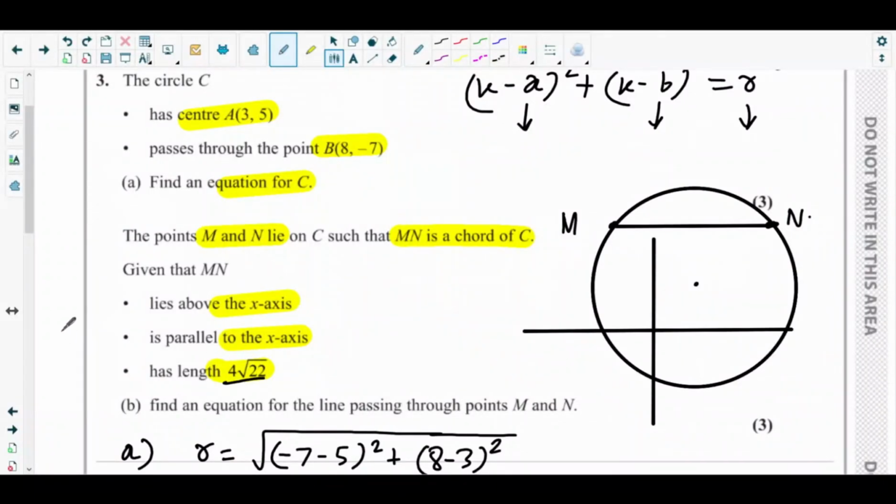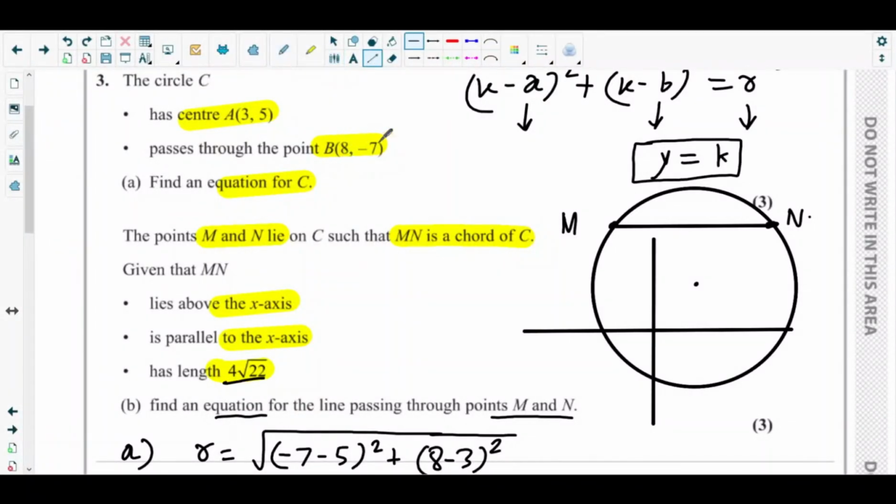Now part B asks us to find an equation for the line passing through points M and N, the equation of line MN. Since MN is a horizontal line, its equation would be represented by the y coordinate, y equals k. Its equation will be in this form. We know the length of MN, and we know the radius of the circle is 13. If I connect the center with the point N, this radius is 13 units.